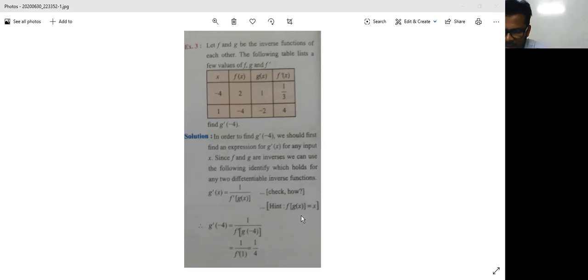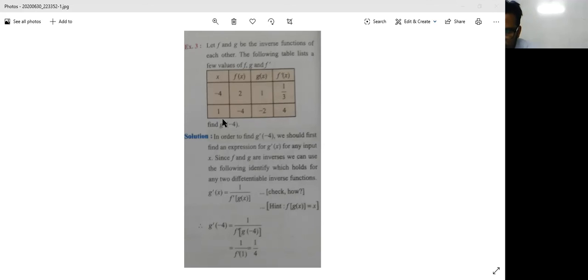ये अपने पहले भी देखे थे, f of g of x is equal to x. Now f dash of g of x आपको कैसा मिलेगा? This is minus 4, तो g of minus 4, g of minus 4 आपका क्या हो रहा है यहाँ पे? When x is minus 4, g of x is 1. That means g of minus 4 is 1. So this will become 1 upon f dash of 1. बराबर, g of minus 4 you got it from the table, that is 1. And f dash when x is equal to 1, जब x 1 है तो आपका f dash x क्या हो रहा है? 4. तो this will become 1/4.